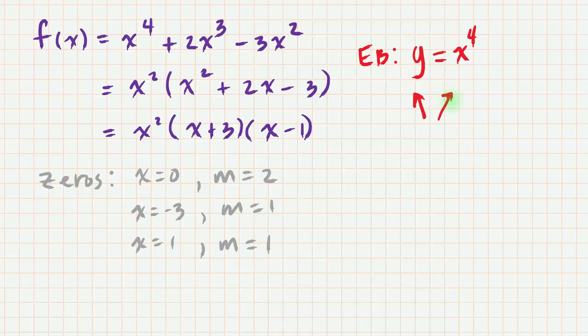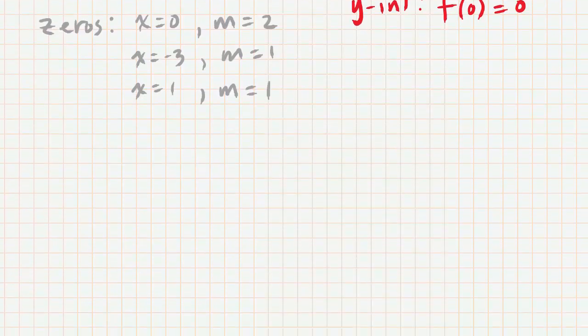Let's also notice what the y-intercept is. So the y-intercept is found by plugging in 0 for x. And when we plug in 0, everything goes away, so we have f of 0 is 0. That tells us that the y-intercept is the origin. Let's go ahead and graph this function now.